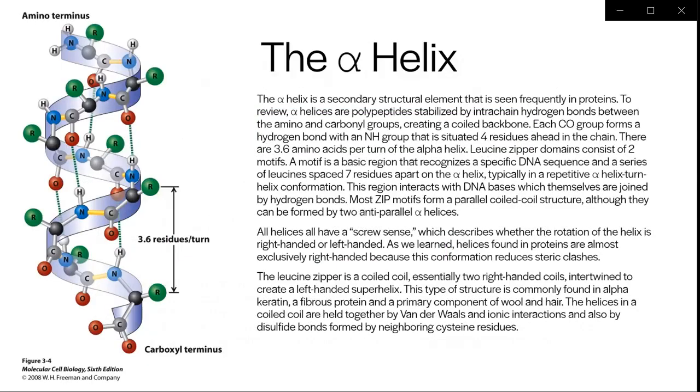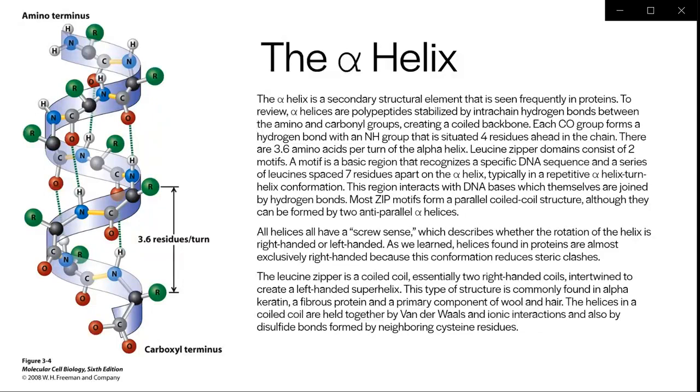We refer to the second slide to explain what principles are involved in holding the two alpha helices together. The alpha helix is a secondary structural element that is seen frequently in proteins. To review, alpha helices are polypeptides stabilized by intrachain hydrogen bonds between the amino and carbonyl groups, creating a coiled backbone. Each CO group forms a hydrogen bond with an NH group that is situated 4 residues ahead in the chain. There are 3.6 amino acids per turn of the alpha helix.